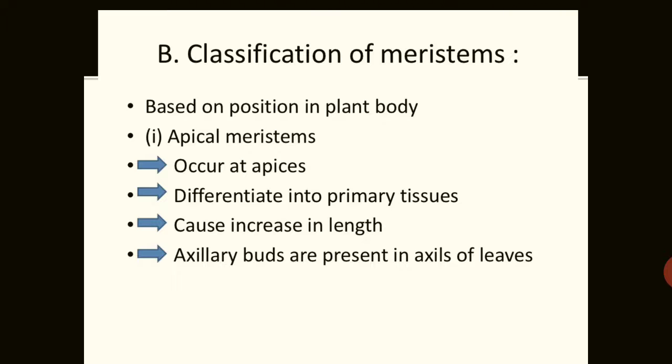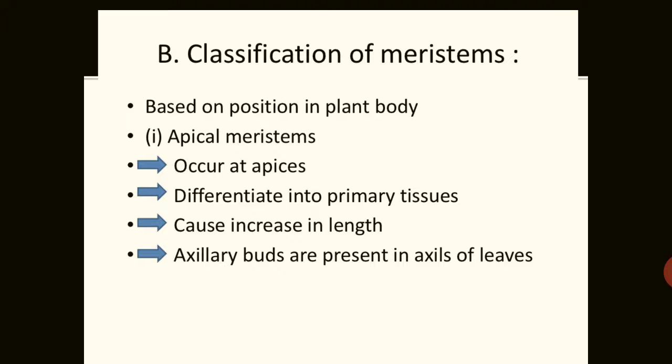On the basis of the position of the meristematic tissues inside the plant body, they are classified. Number one is the apical meristem, which occurs at the apex, meaning the tip of the plant, in the root tip and the shoot tip, and it is differentiated into the primary tissues also. So the first division tissues are known as the primary tissues. It is differentiated and causes the increase in the length of the plant shoot and root.